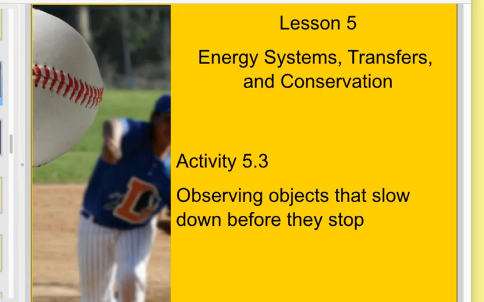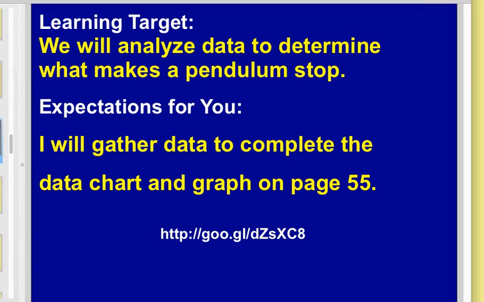Welcome to Activity 5.3. This is Lesson 5. This is the PS2 book. And if you're looking in your book, you should be on page 54. And our learning target for today is we're going to analyze data to determine what makes a pendulum stop.